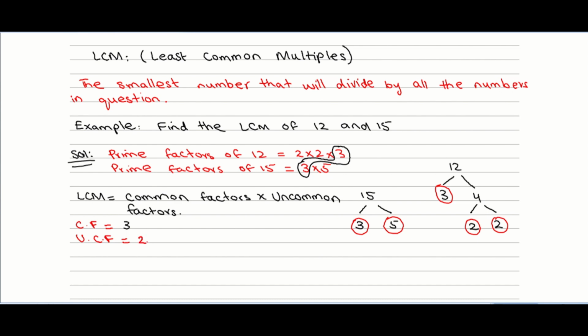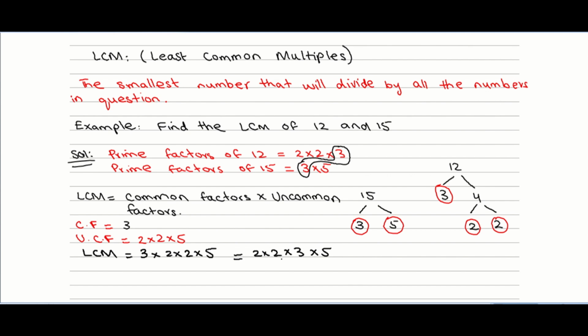So 2 times 5, and we have to find the LCM. LCM will be the common factors, that is only 3, times the uncommon factors, that is 2 times 5, and we can write them in order: 2 times 2 times 3 times 5.